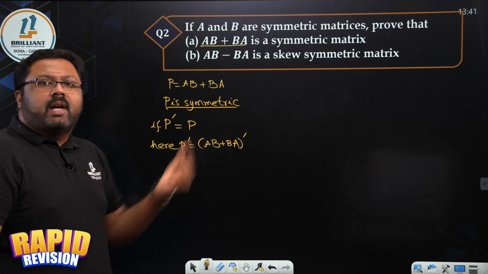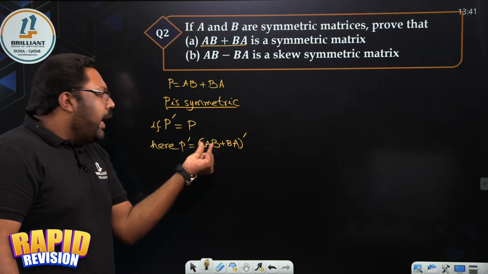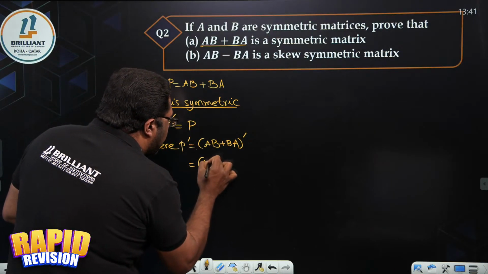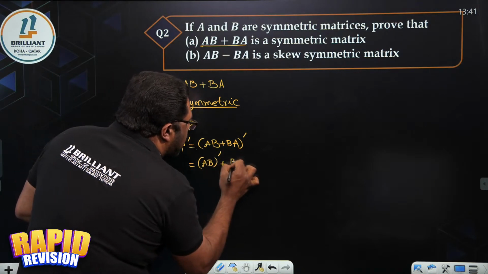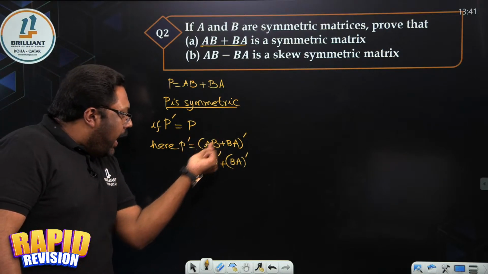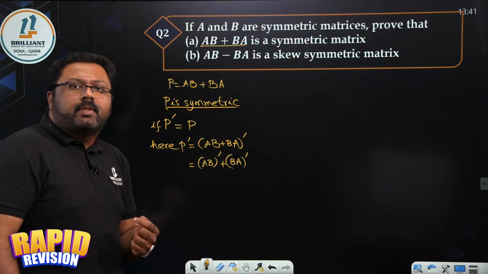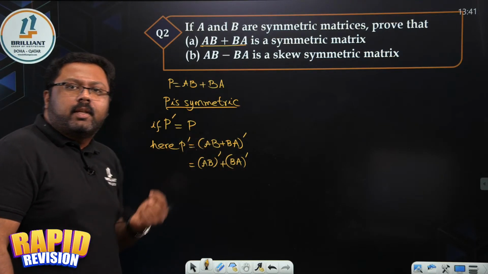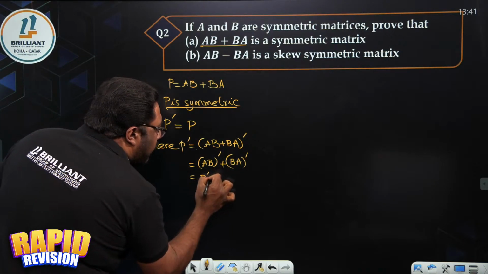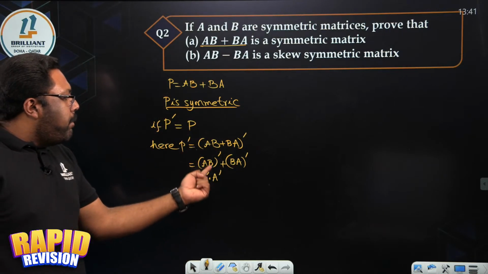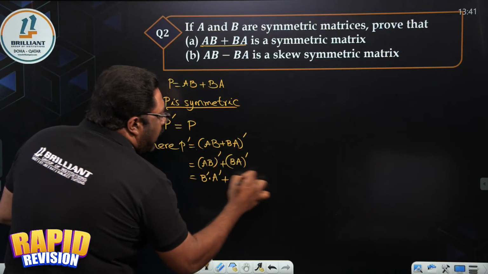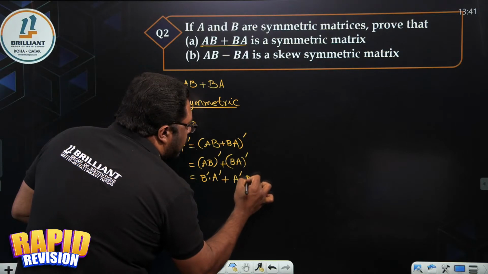Sum of two matrices transpose. What is the property of A plus B transpose? A plus B transpose is the first matrix transpose plus the second matrix transpose. Property once again, X plus Y transpose is equal to X transpose plus Y transpose. Now if I go for the product, AB transpose, you have to reverse the product and apply transpose. AB transpose is B transpose multiplied with A transpose, and BA transpose is A transpose multiplied with B transpose.